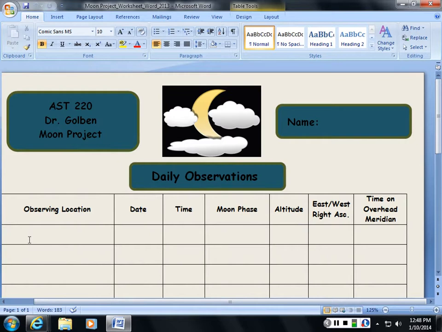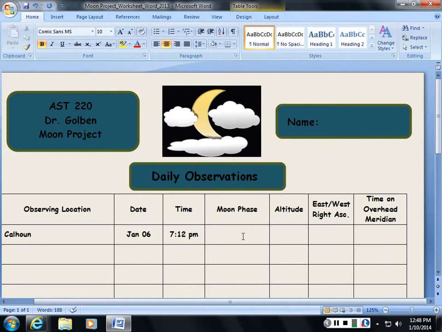My observing location is Calhoun, so I'm going to write that down. The date, I'm going to just say it's January 6th. And the time is my local time that I would find on my watch. Looking here, looks like time is 7:12 p.m. So I'm going to go with that, 7:12 p.m.